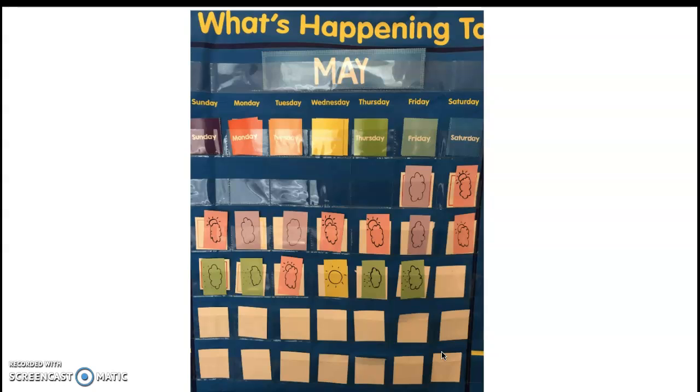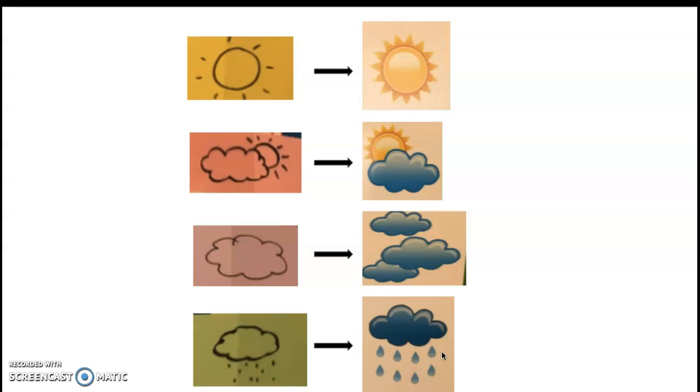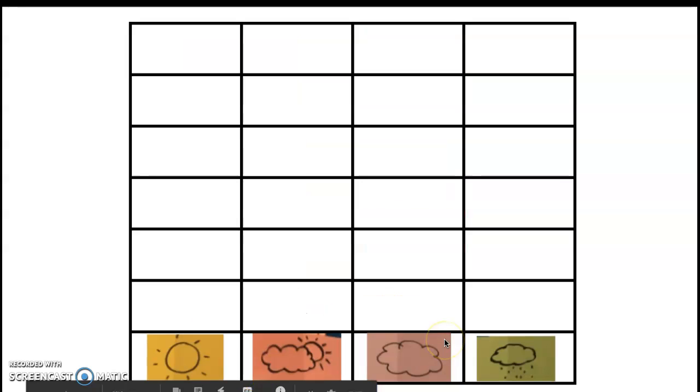Well, today we're going to organize our data. We're going to represent it on a bar graph, and then you're going to interpret your data by telling me and describing to me what you see the most of and what you see the least of. So remember, this yellow one that has the sun is a sunny day. The pink one that has the cloud and sun is a partly sunny day. The purple one is a cloudy day, and the cloud with the raindrops is a rainy day.